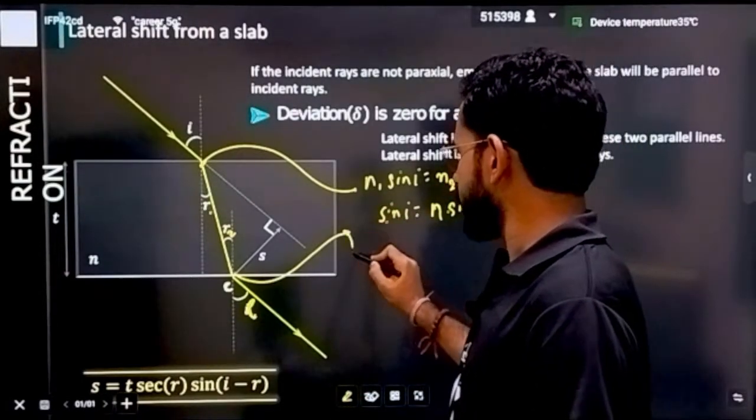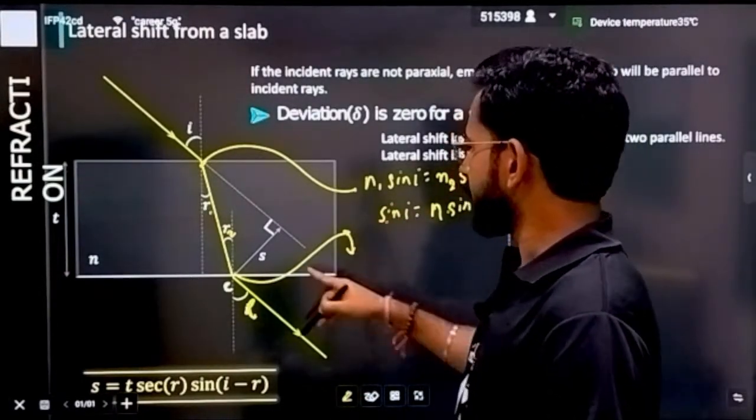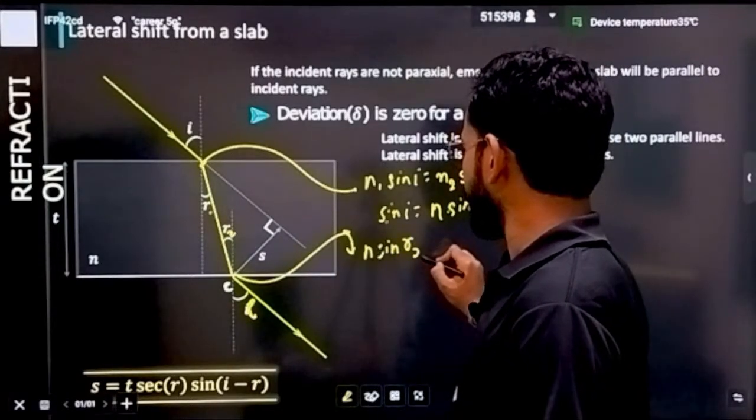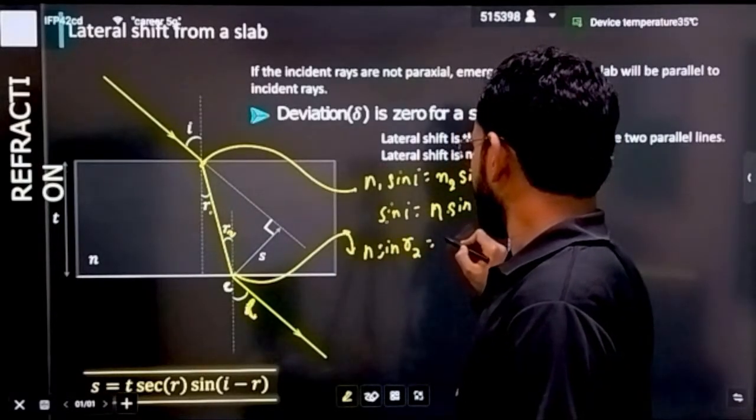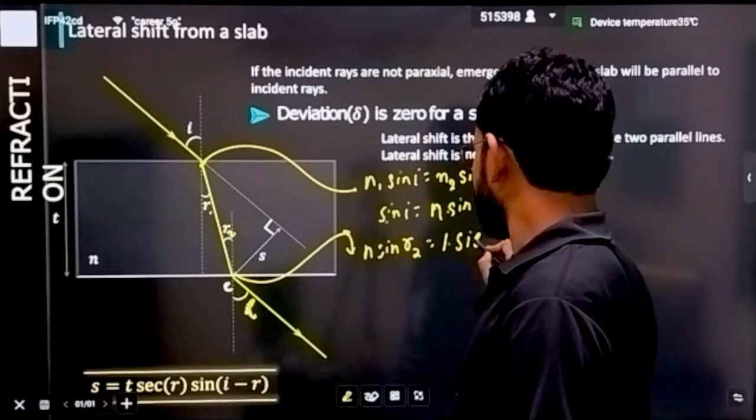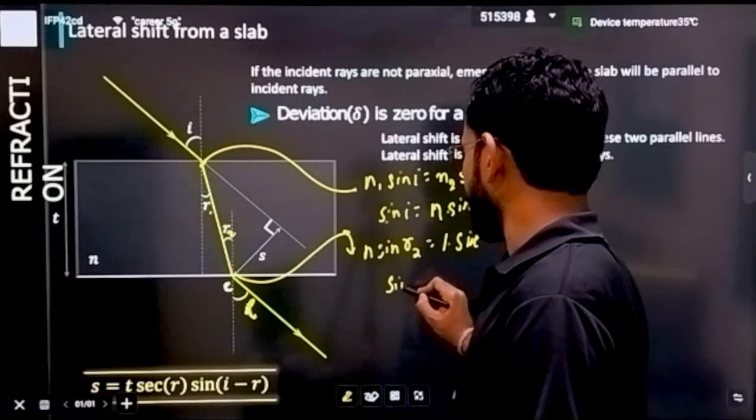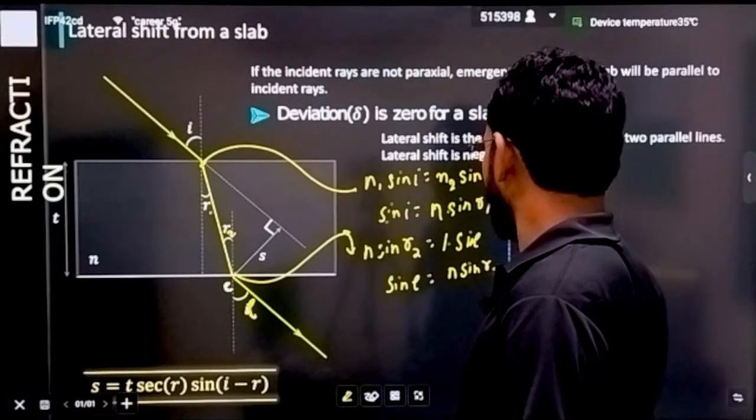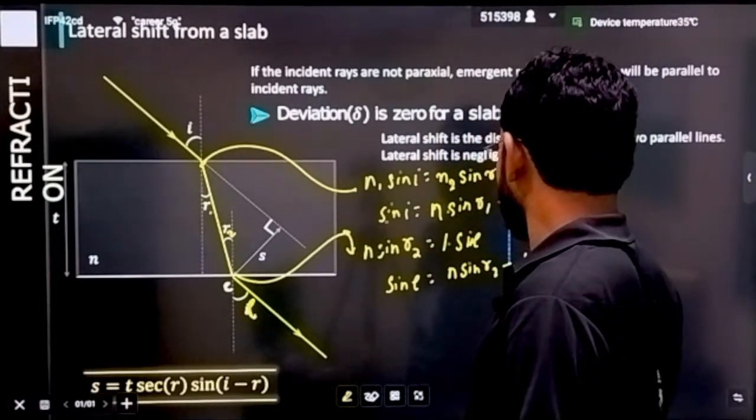Now let's write Snell's law here. How will you be writing Snell's law here? You will be writing n sine of r2 is equal to sine of e, since air is there. That means I will directly write sine of e. So I can write sine of e is equal to n times sine of r2. This is equation 1, this is equation 2.